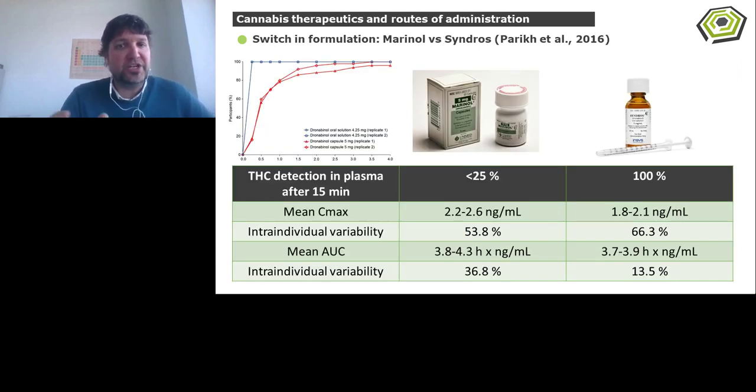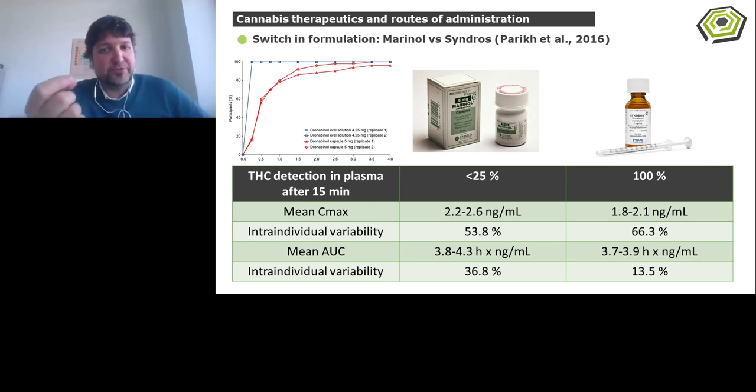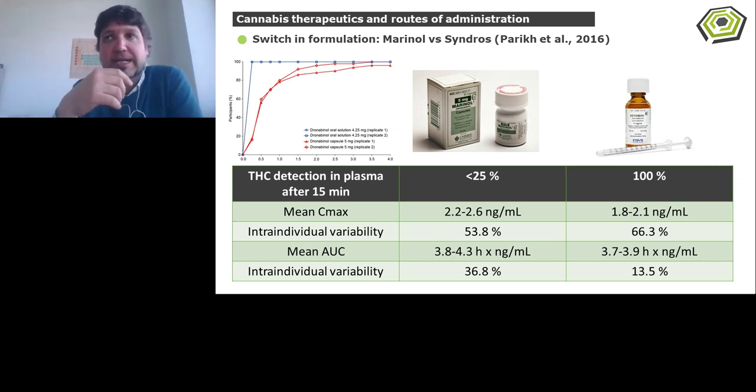So how does the formulation change? How is it different to take Marinol or Syndros when it's the same synthetic THC? Well, you here see the difference. When you take a capsule that has to go through your stomach and get absorbed into your intestine, it's not the same as taking something that is already liquid, that is going to be much more favorably absorbed.